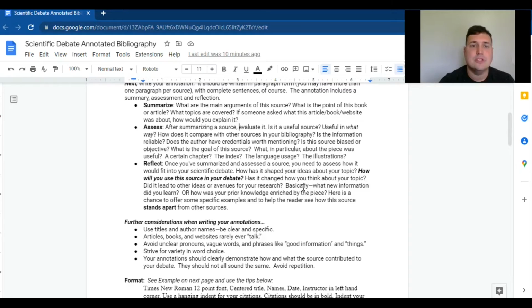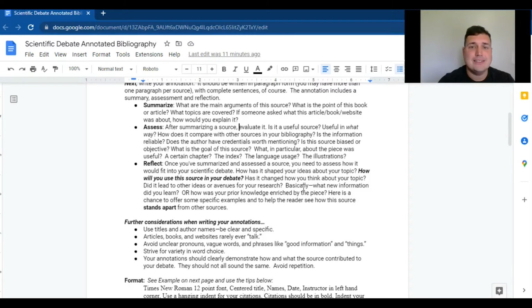This helps students look at the source beyond just, oh, here's a good fact. And they can actually look and see what about it is useful. Hopefully they can figure out if it's reliable or not at that point. But they can definitely decide what they might do with it. And that gets to reflection here.